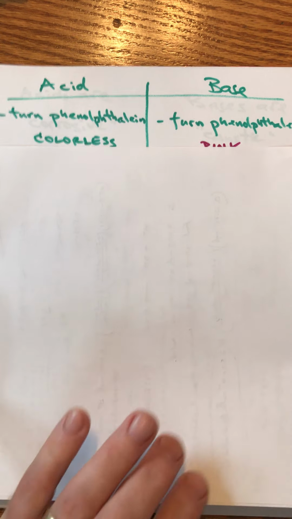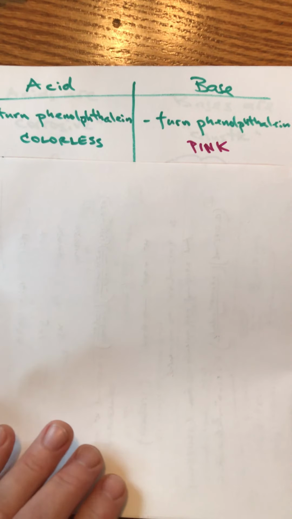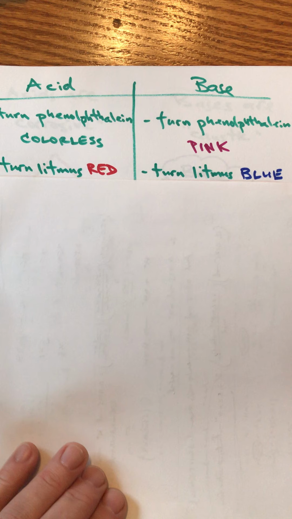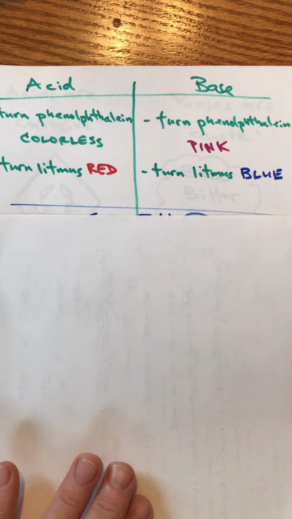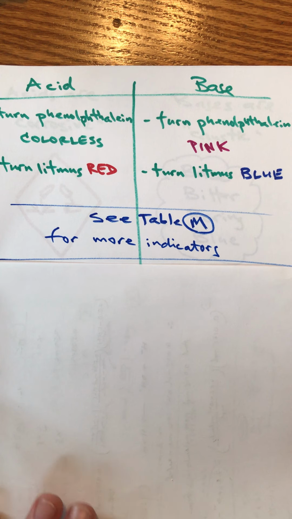So phenolphthalein is colorless in an acid and pink in a base. Litmus is red in an acid. Litmus is blue in a base. Table M has many indicators, but you'll see red as a recurring theme for acids most of the time.